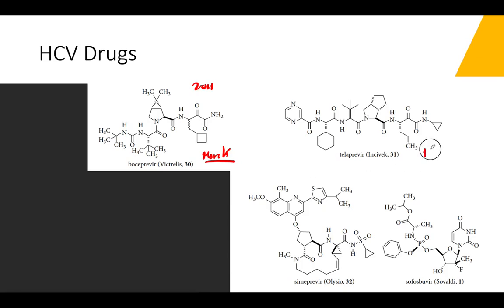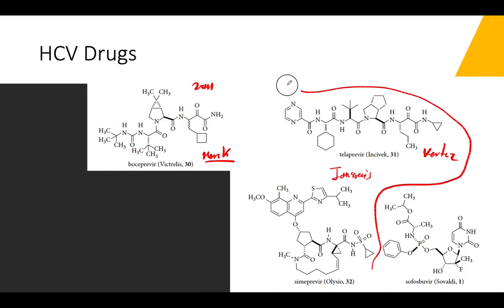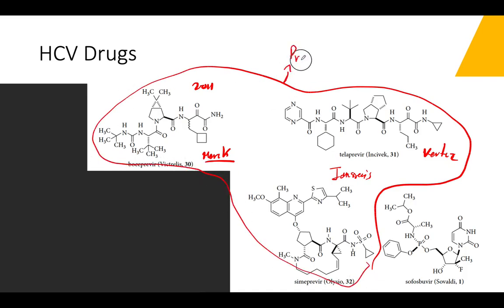And then telaprevir was brought on the market by Vertex. Simeprevir is another one of these drugs, and that's Janssen's. Now, all these here are protease inhibitors. And Sovaldi is an NS5B inhibitor.